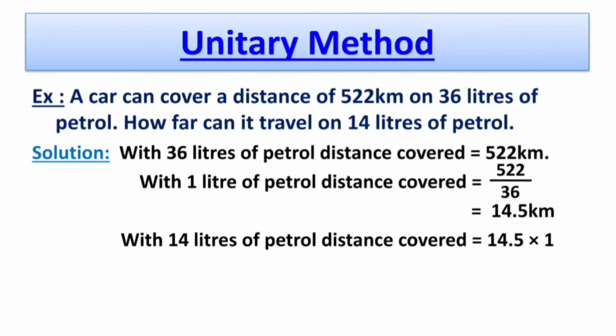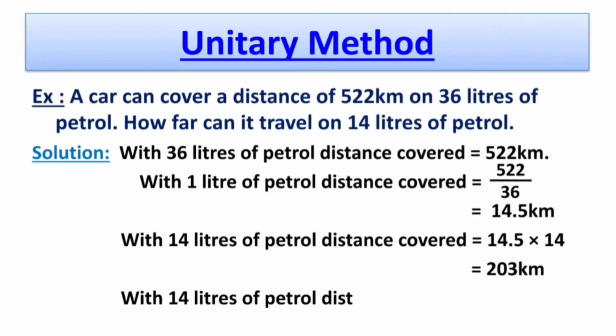So with 14 liters of petrol, distance covered equals 14.5 multiplied by 14. Here 14.5 is kilometer and 14 is liters, equals 203 kilometer. Hence, with 14 liters of petrol, distance covered by car is 203 kilometer.